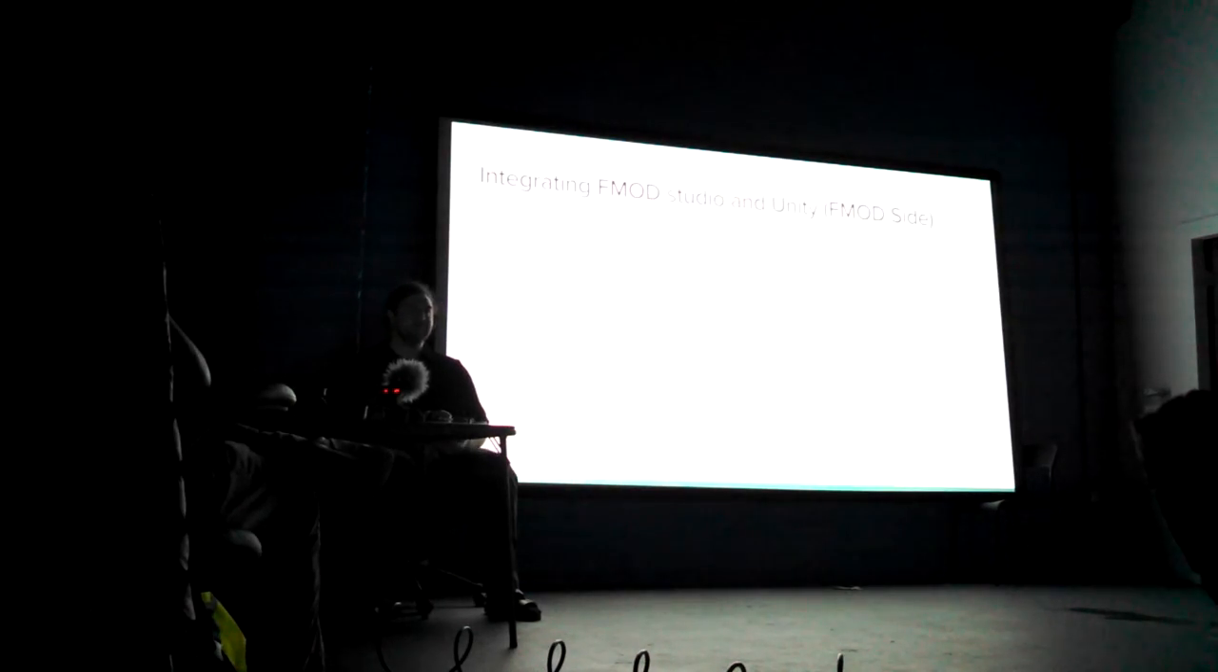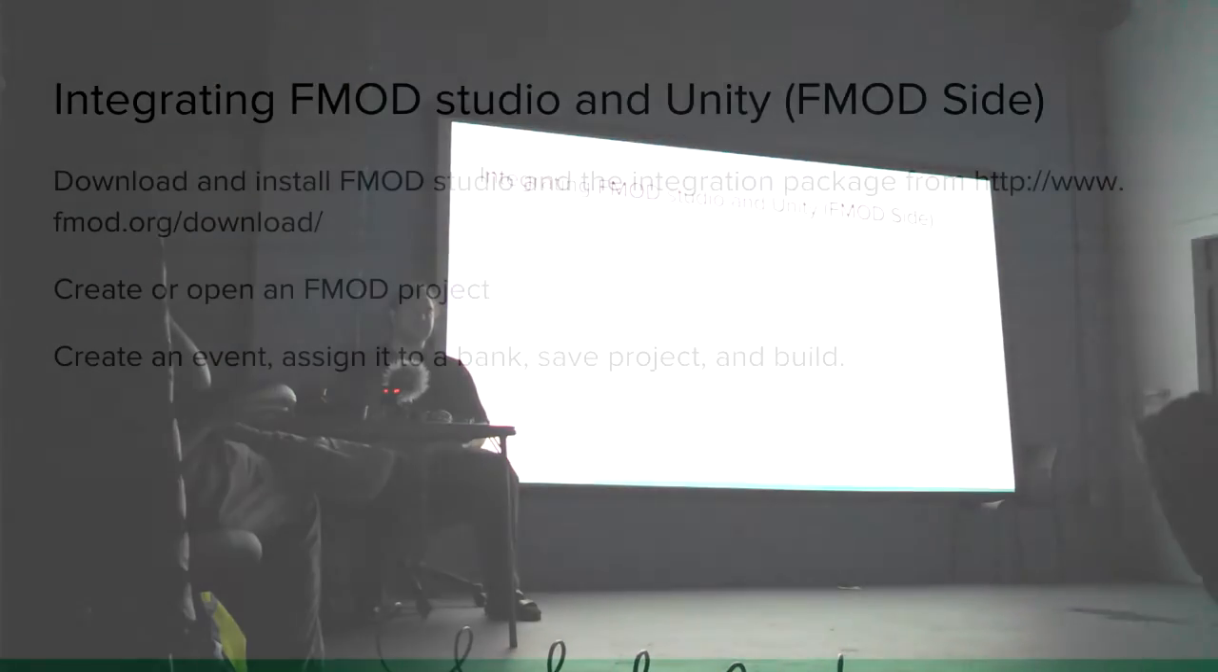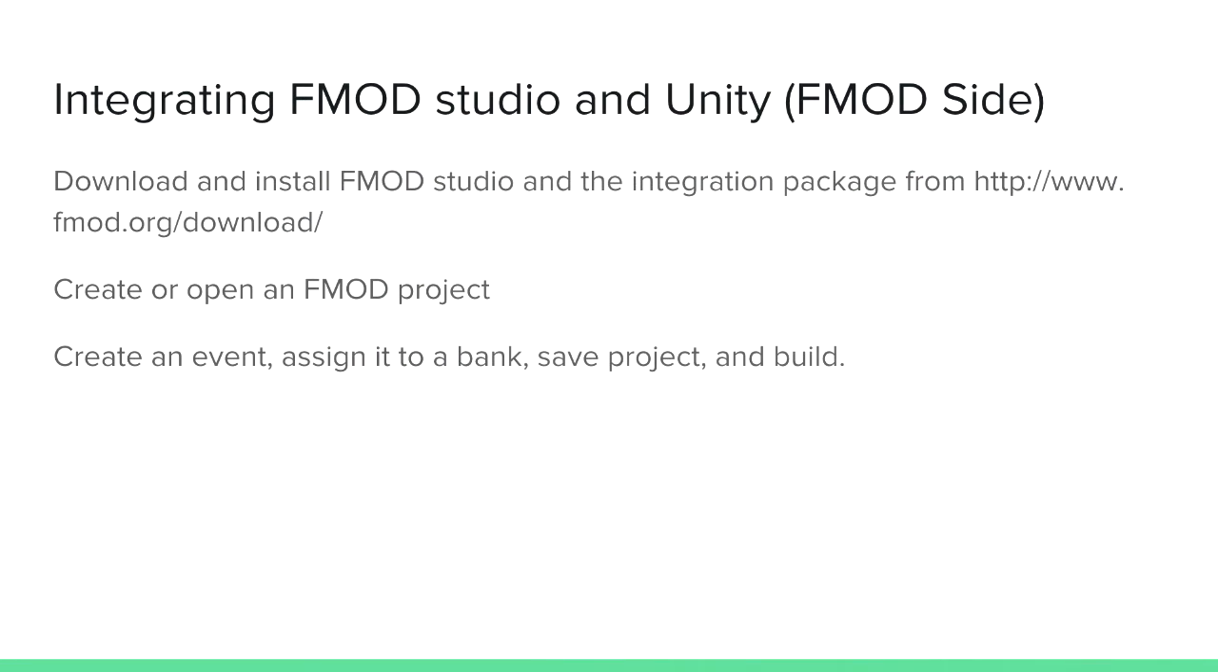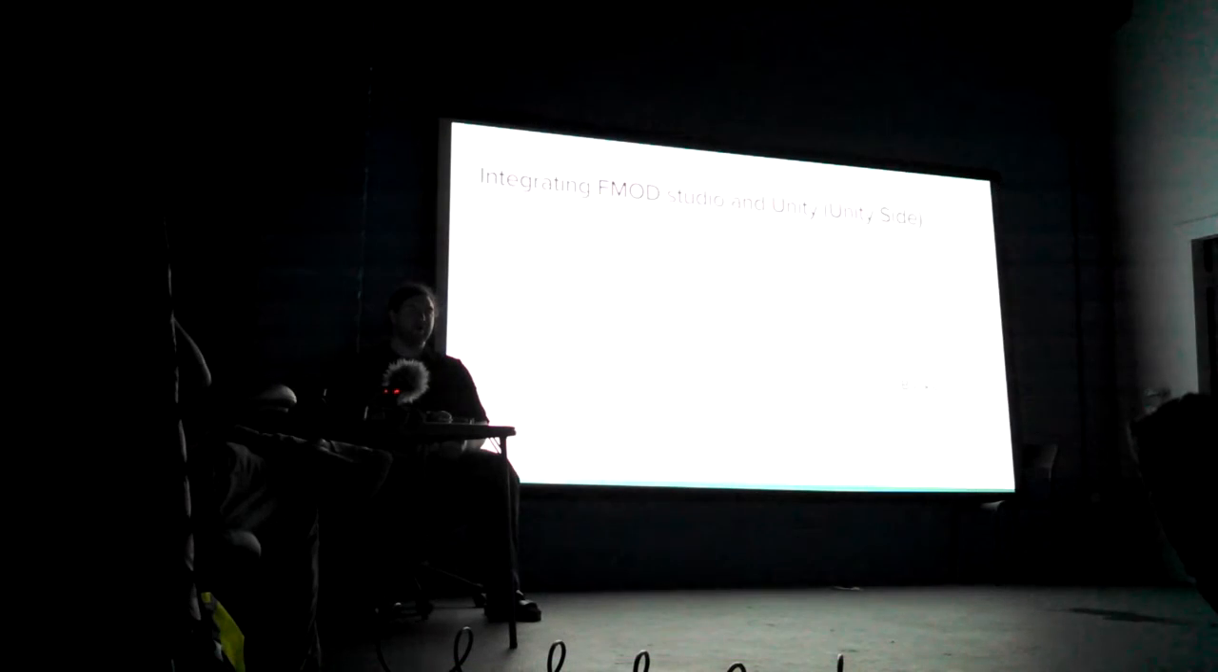I'm going to go quickly over the steps for integrating FMOD into your Unity project. If you're doing this on your own, you'll probably be referencing their handy guide, which is on fmod.org. But I'm going to quickly go over the steps just to show you how easy it is. So on the FMOD side, you're going to create or open an FMOD project. You will have to create at least one event in it, assign it to a bank, save project, and build. And then make note of where your FMOD project is building its banks.